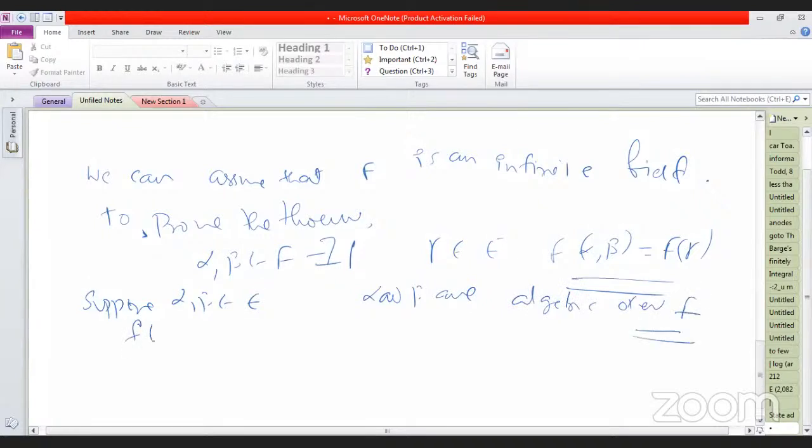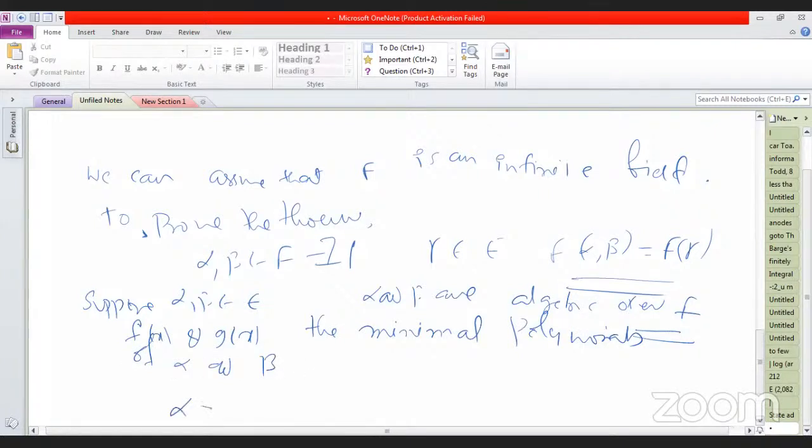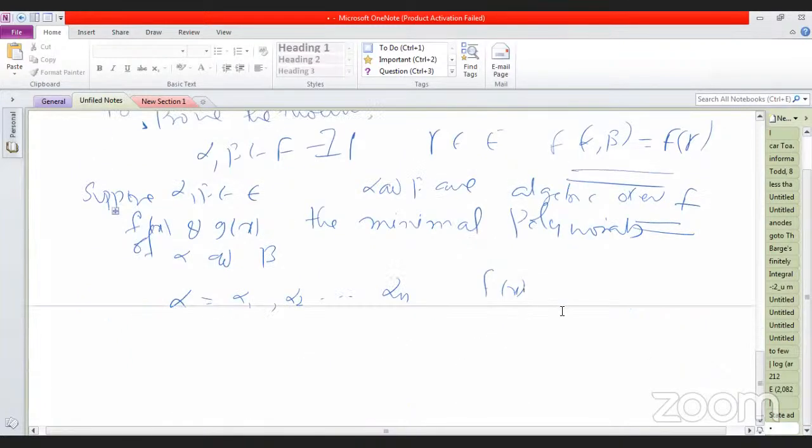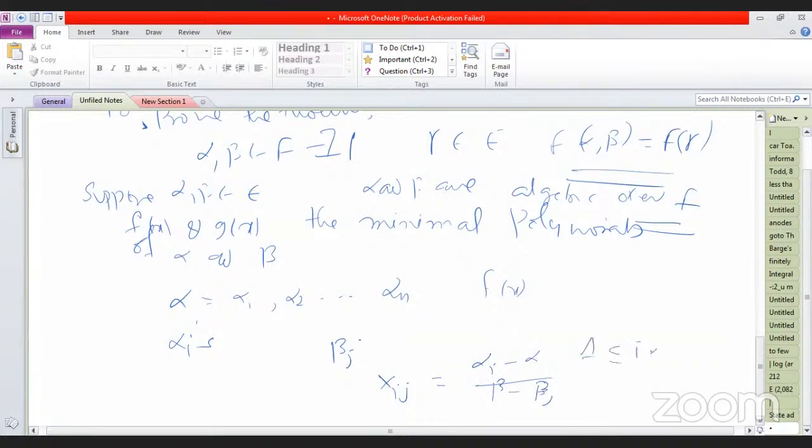So let f(x) and g(x) be the minimal polynomials of alpha and beta respectively. Let alpha equal alpha 1, alpha 2, and so on up to alpha n be the roots of f(x) in the splitting field. By hypothesis, the alpha i's are distinct, and the beta j's are distinct. We write lambda ij as (alpha i minus alpha) divided by (beta minus beta j), with 1 less than or equal to i less than or equal to n and 2 less than or equal to j less than or equal to m. We can write it or not?